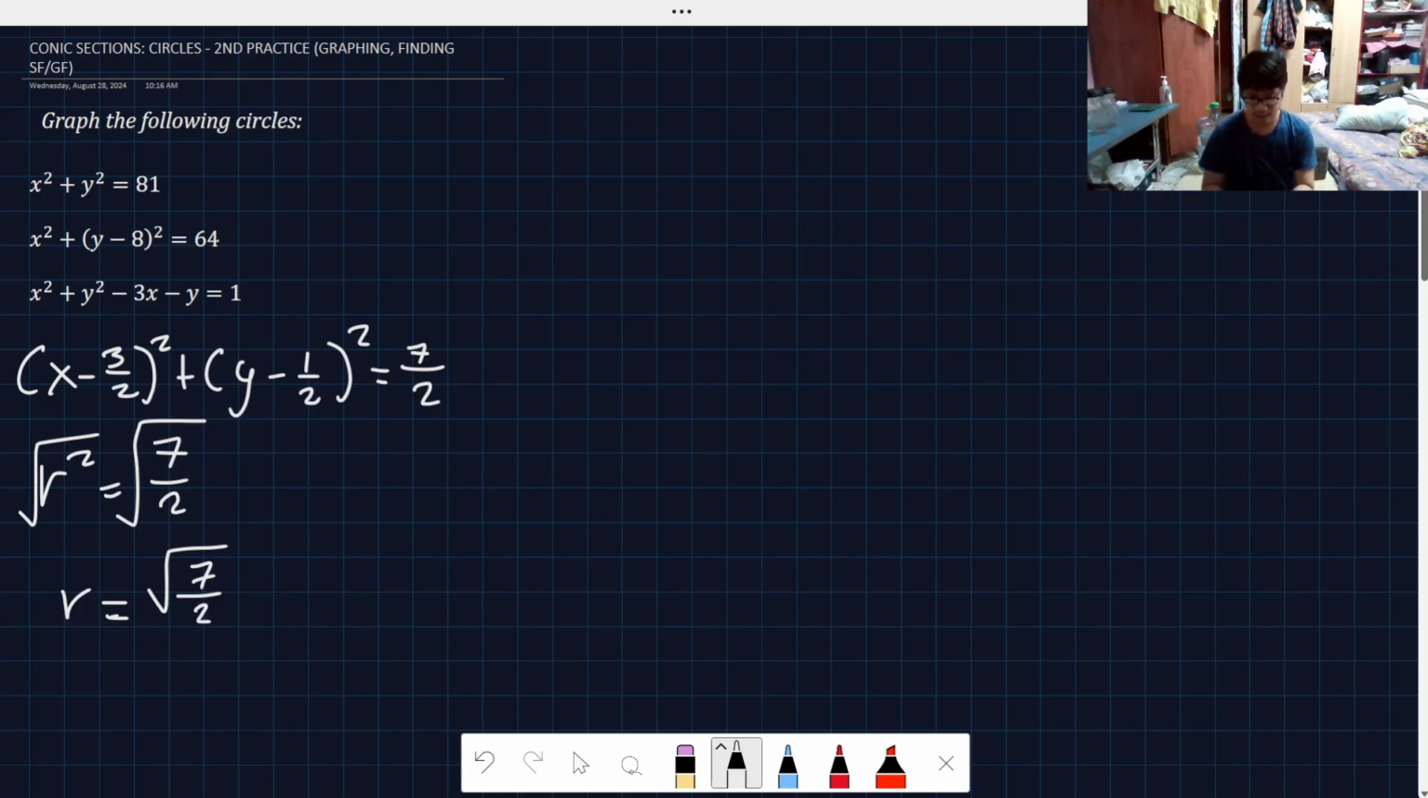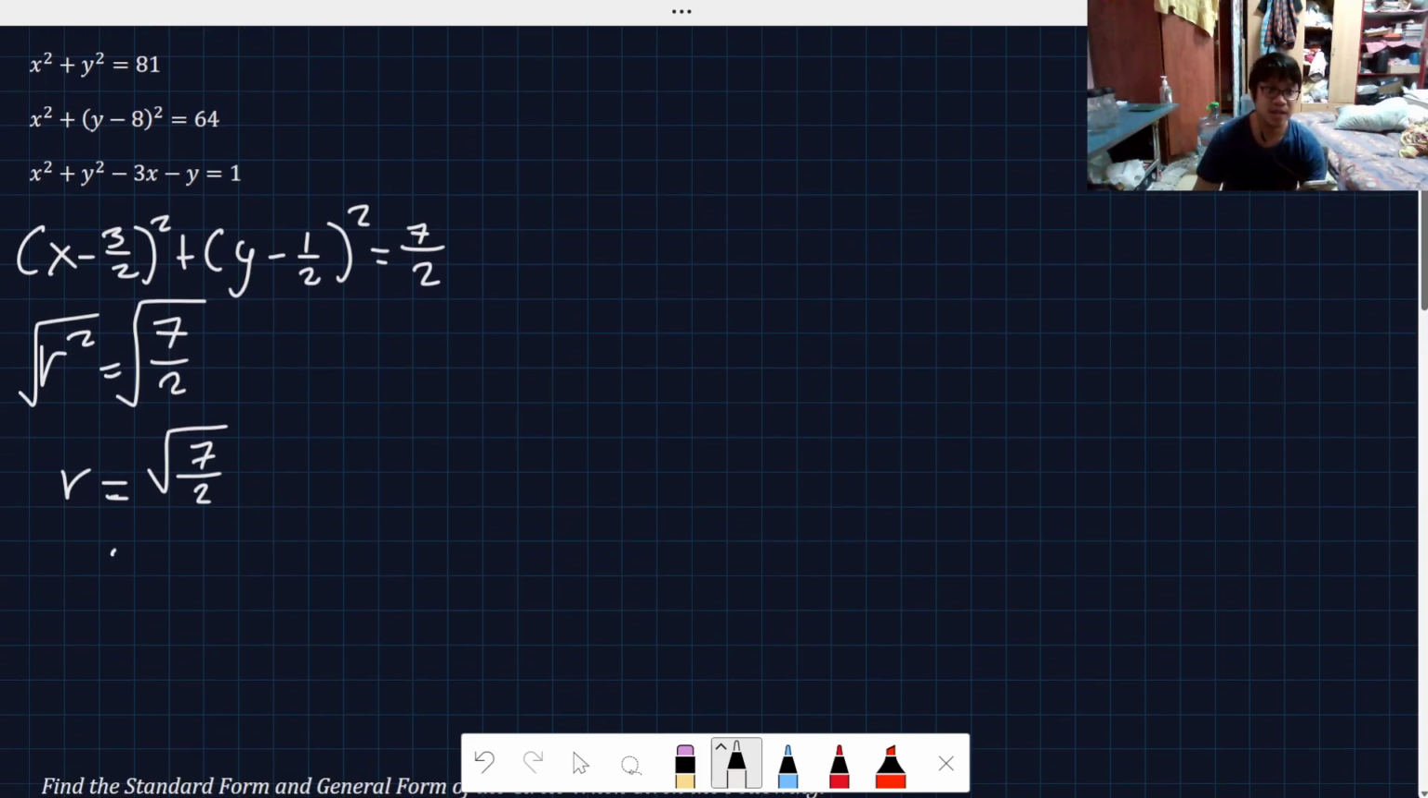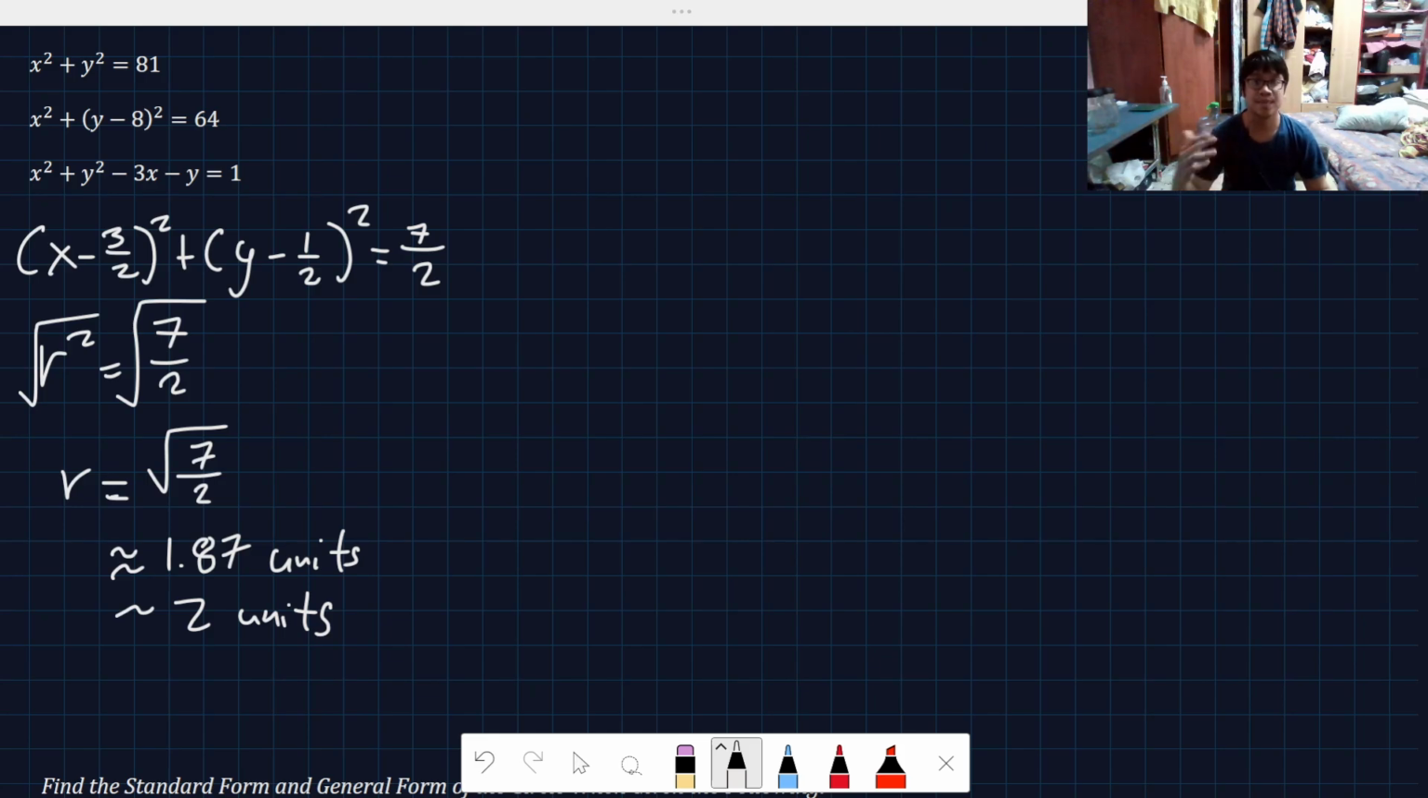But you see, this is actually, I do believe, irrational. That means a number has an infinite number of decimal values. So in this case, let's round it off. This is approximately 1.87 units long. Or much better, we can just make it 2 units long, so that we won't be having a hard time. It's okay if we round it off, because again, we are just estimating the graph.